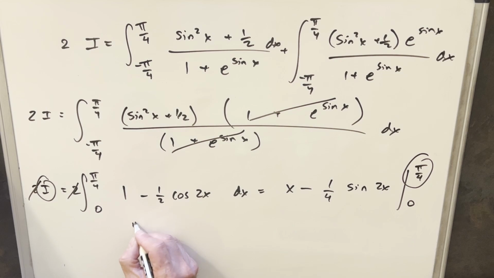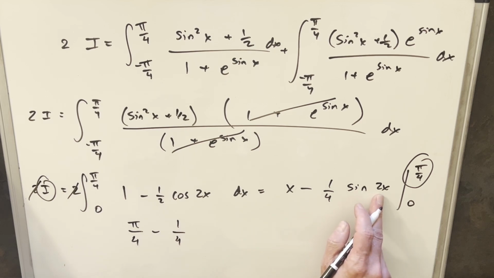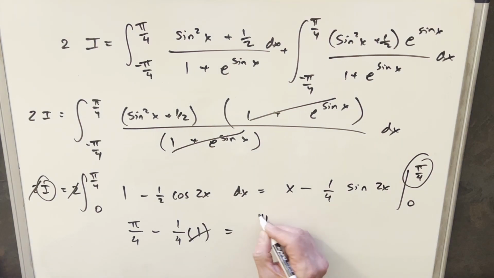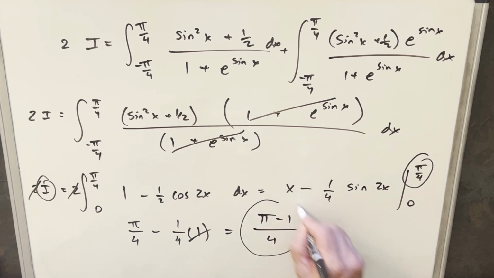Let's plug our pi over 4 in. So x is pi over 4, minus 1/4 times sine of 2 times pi over 4, which is pi over 2. Sine of pi over 2 is just 1. This is about it, but we have a common denominator, so I'm going to write this as pi minus 1 over 4. And that's it, we're done.